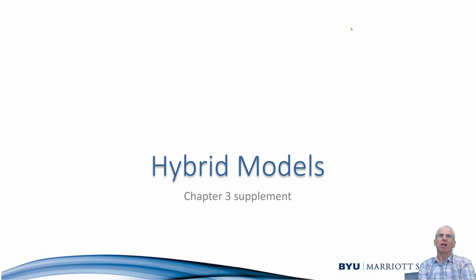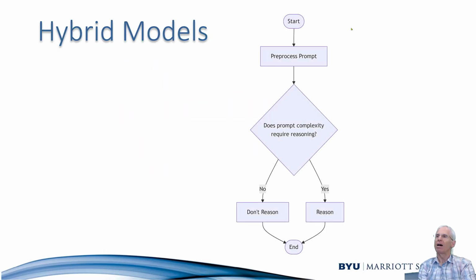All right, last but not least, hybrid models. This is pretty basic here. We're seeing a lot more of these show up these days. This is my own little flow chart here. Sorry, a little too simplistic and not the best model, but we pre-process the prompt. Does it require reasoning? If yes, reason.